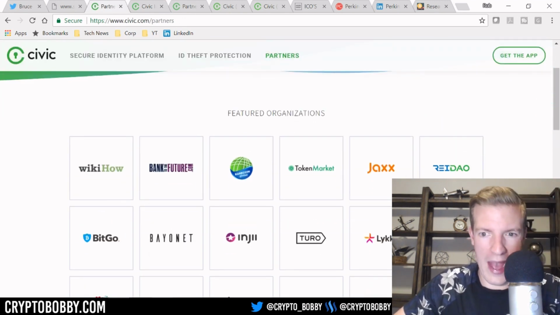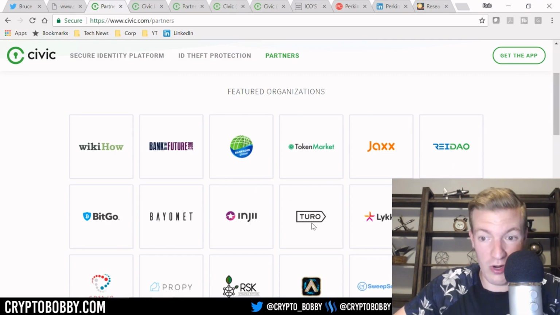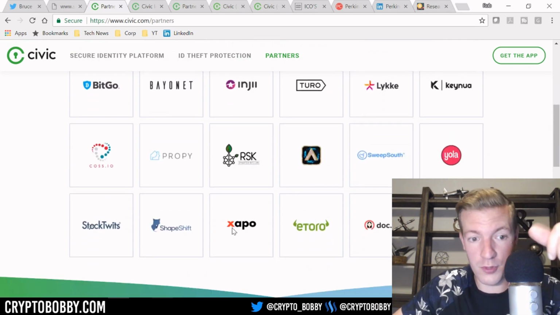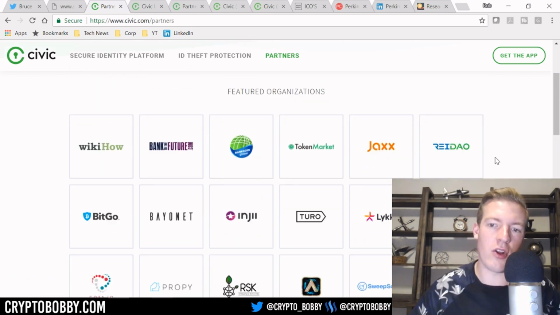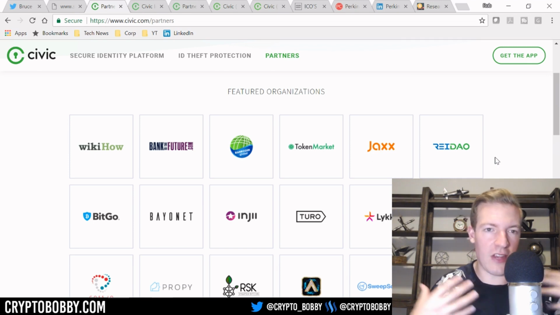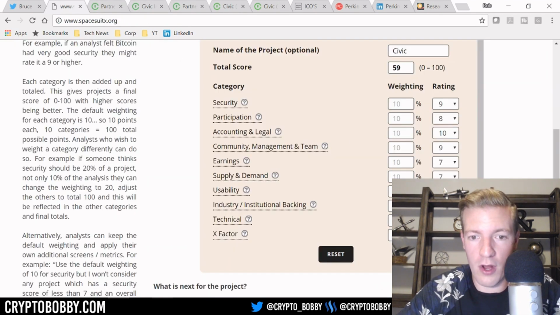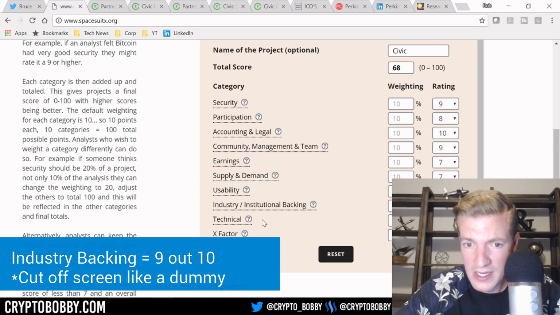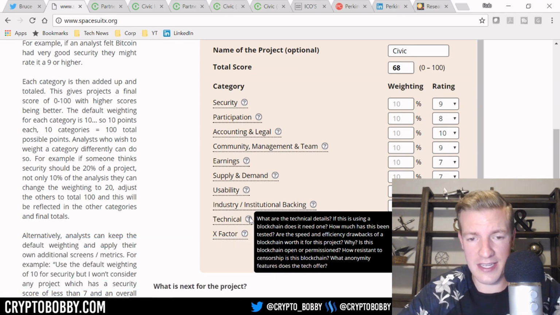people within the space that are backing the cryptocurrency. And if you look here, featured organizations and partners, you have companies like Turo, which is a car rental company that I personally used. You have Zoppo, Shapeshift, BitGo. You have a number of companies in the cryptocurrency space that the Civic app naturally extends itself to. So in this point of view, industry backing, I would say this would be a 9 as well.